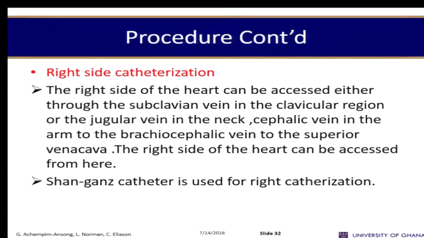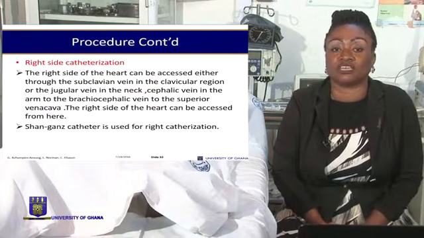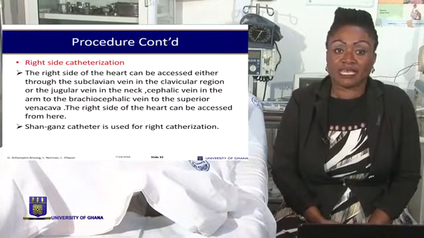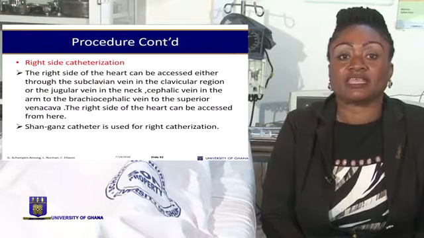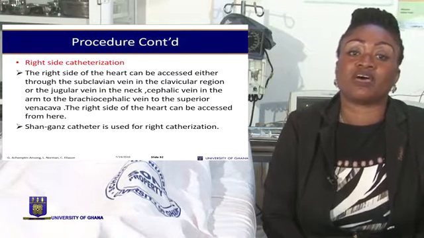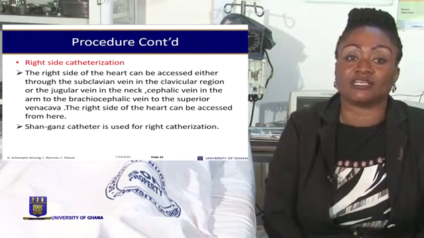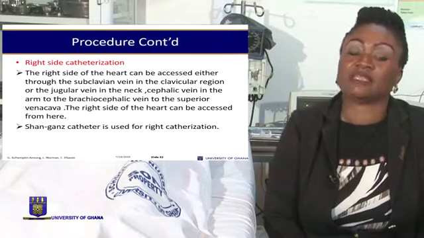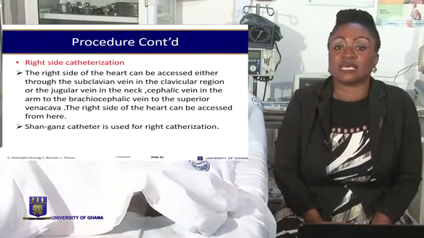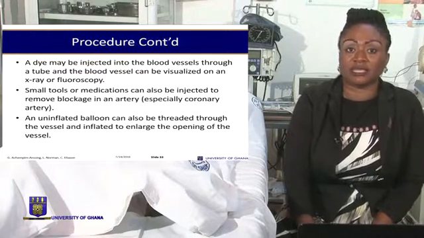In right side catheterization, the right side of the heart can be assessed either through the subclavian vein in the clavicular region or the jugular vein in the neck, or through the cephalic vein in the arm to the brachiocephalic vein, then to the superior vena cava, which allows the right side of the heart to be assessed. And again, the Swan-Ganz catheter is used in right catheterization.